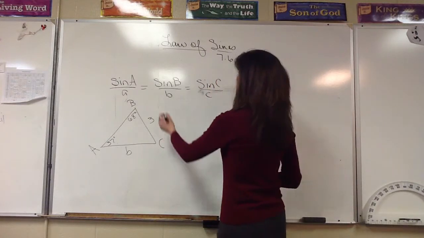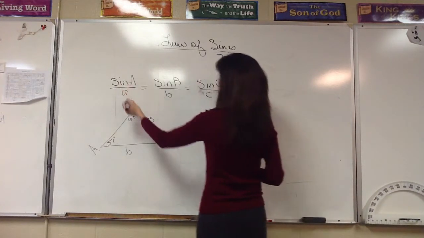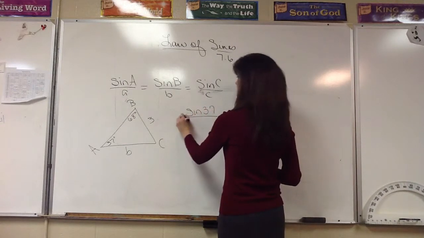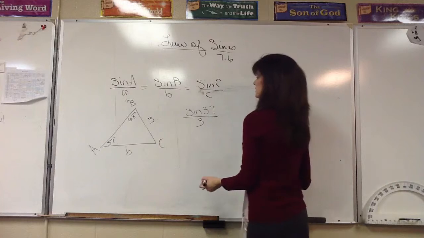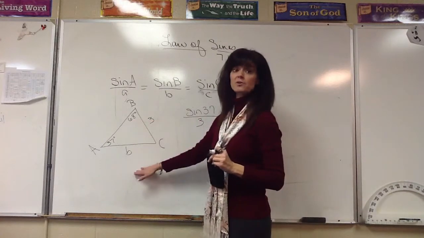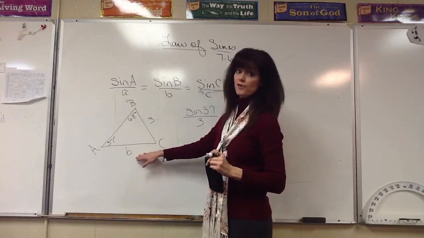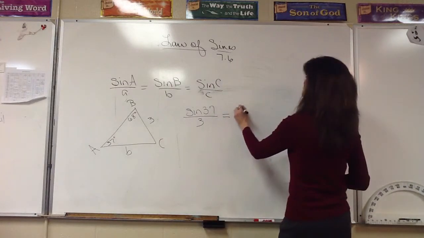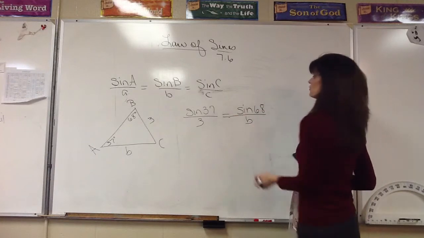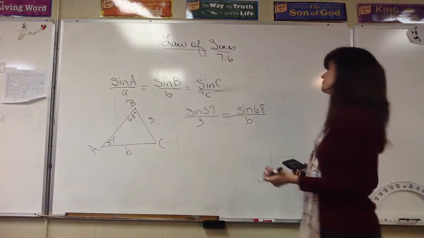So I'm going to use this formula, sine of A over side A, and we're going to say, okay, sine of 37 degrees over 3 is equal to, and notice how I have angle B, but I do not have side B. So we're going to solve for side B. It's equal to sine of 68 degrees over side B. Okay, so not so bad.